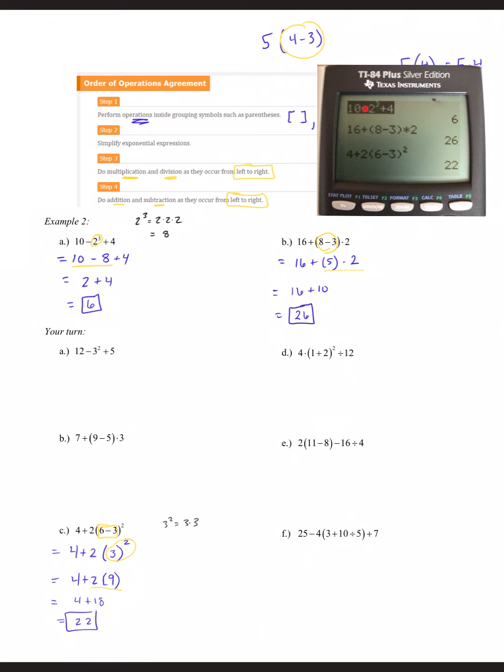So the first one, I have it right here, 10 minus 2 cubed plus 4, we get an answer of 6. Letter B, 16 plus 8 minus 3 times 2, 26. And the last one, 4 plus 2, 6 minus 3 squared is 22.